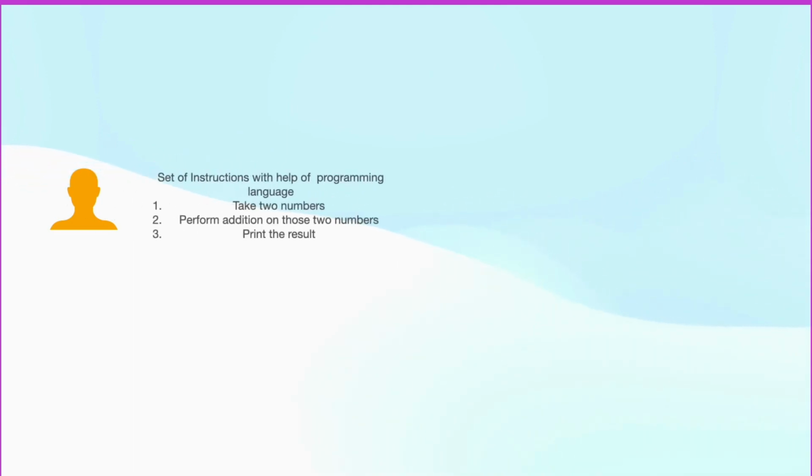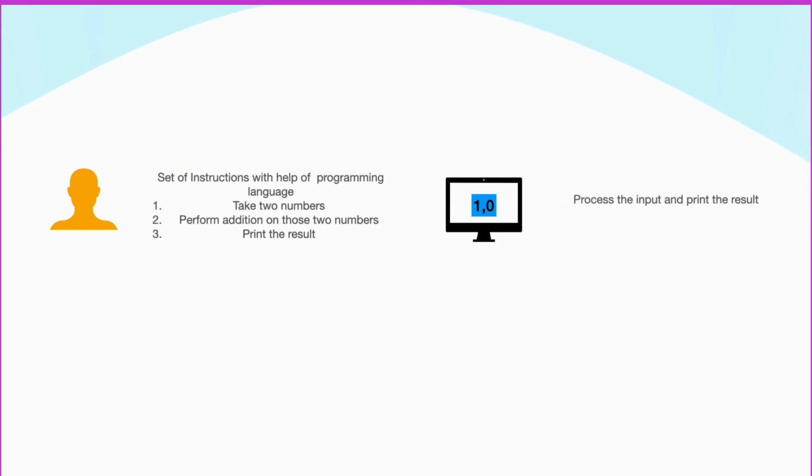Now, this is a human being, and what we learned in the previous slide is that the human being sends a set of instructions with the help of a programming language: take two numbers, perform addition on those two numbers, and print the result. Then the computer understands that compiled language, which is in the form of binary, does the operation and prints the result for us.